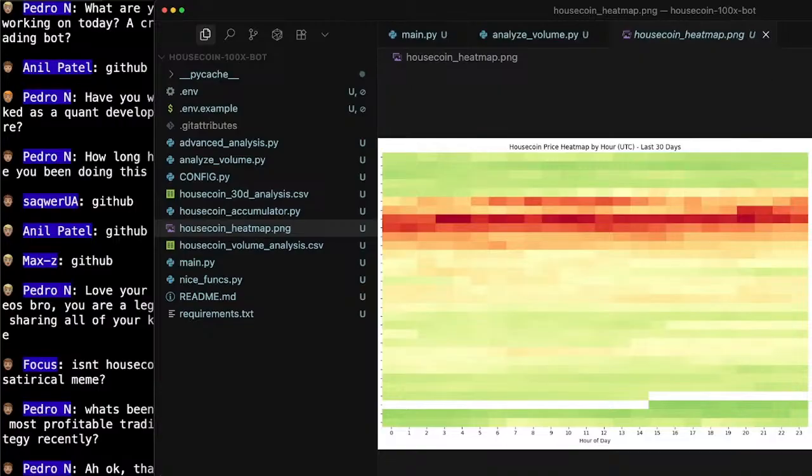Another reason I'm building this bot now is because I'm front running Pump Fund. They're buying Housecoin as well. They've made that announcement, so that's fire.